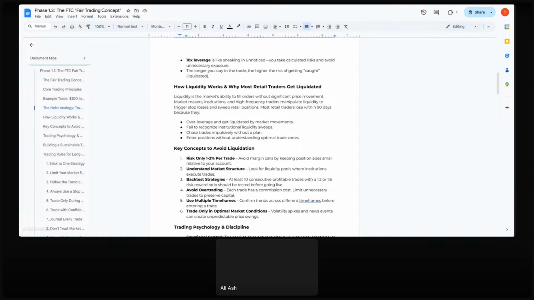Now comes how liquidity works and why most retail traders get liquidated. Liquidity is the market's ability to fill orders without significant price movement. Market makers, institutions, and HFT manipulate liquidity to trigger stop losses and sweep retail positions. Most retail traders lose within 90 days for several reasons. The first is that they over-leverage and get liquidated by market movements. The second is that they fail to recognize institutional liquidity sweeps. The third is that they chase trades impulsively without a plan. Fourth, they enter positions without understanding optimal trade zones. So let's come back to the chart again.